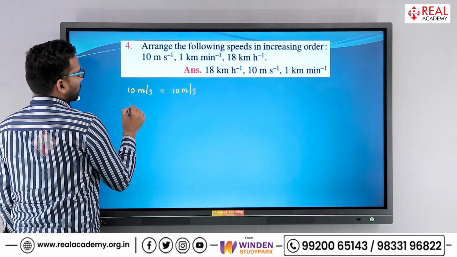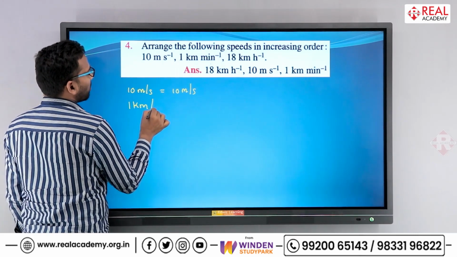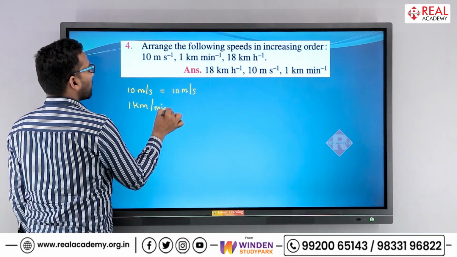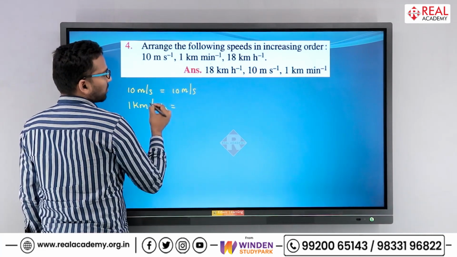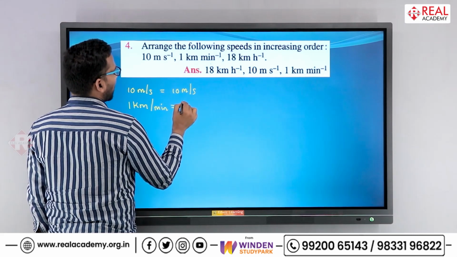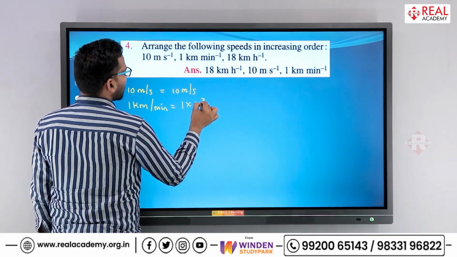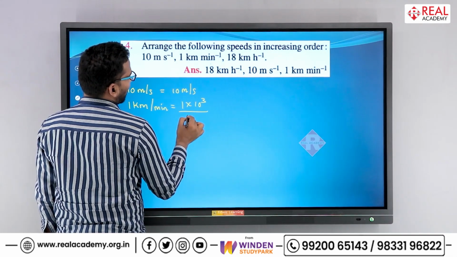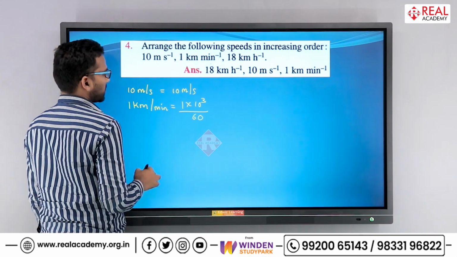ओके, चलो नेक्स्ट, 1 किलोमीटर पर मिनट. हाउ टू कन्वर्ट 1 किलोमीटर पर मिनट? We have just seen the last question. How to convert 1 kilometer per minute? 1 kilo is 10 raised to 3 upon 1 minute is 60 seconds.